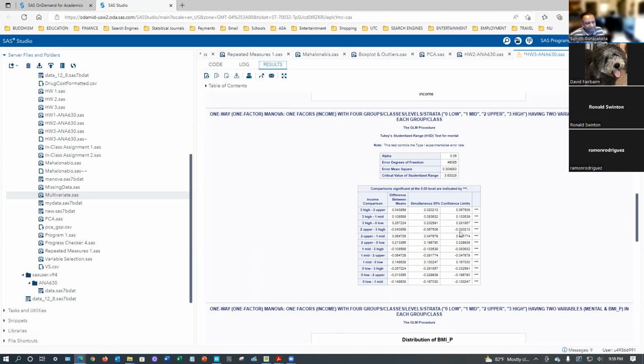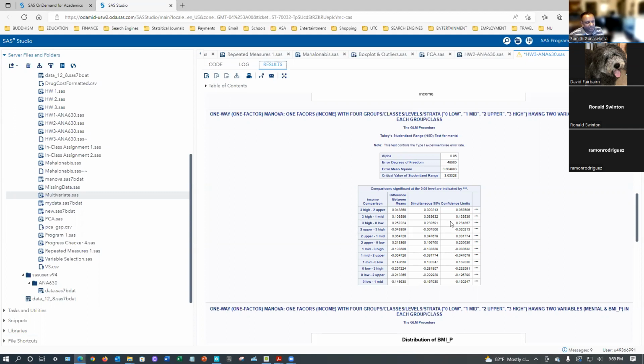See, it's negative to negative. That means it doesn't contain 0. Significant. 2 and 0 significant. 1 and 3 already done. 3 and 1, so they were done. Seems like all of these are significant.